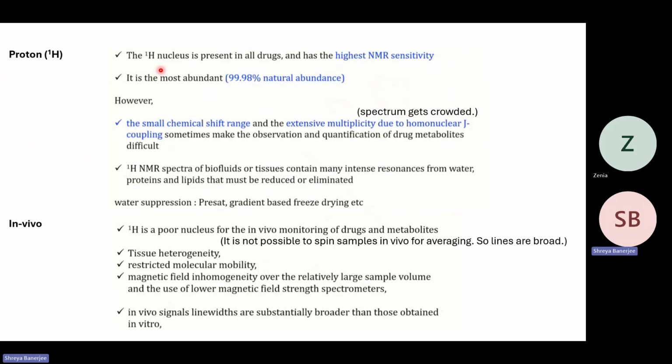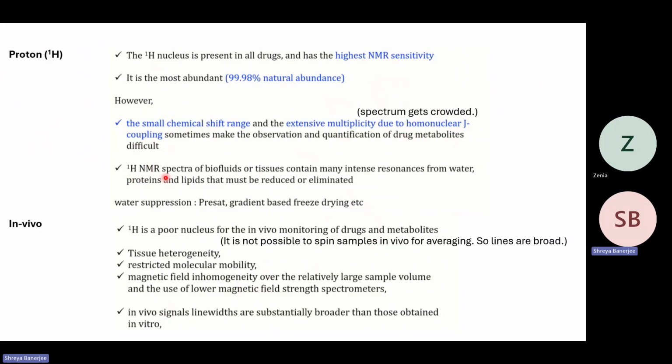And also a good thing is that it is present in all drugs. And so it has the highest NMR sensitivity. Even a small amount will give a peak of large intensity. But the problem is that proton has a small chemical shift range, only from 0 to around 15 ppm. And there is extensive multiplicity due to homonuclear J coupling. That is, 1H-1H J coupling will cause the spectra to split. There is a lot of multiplicity, triplet, quartet, and so on, which causes the spectra to get crowded. This makes the observation and quantification of drug metabolites difficult.